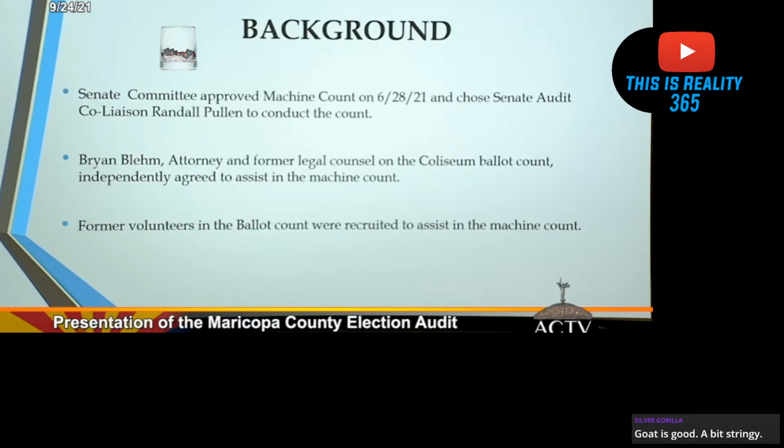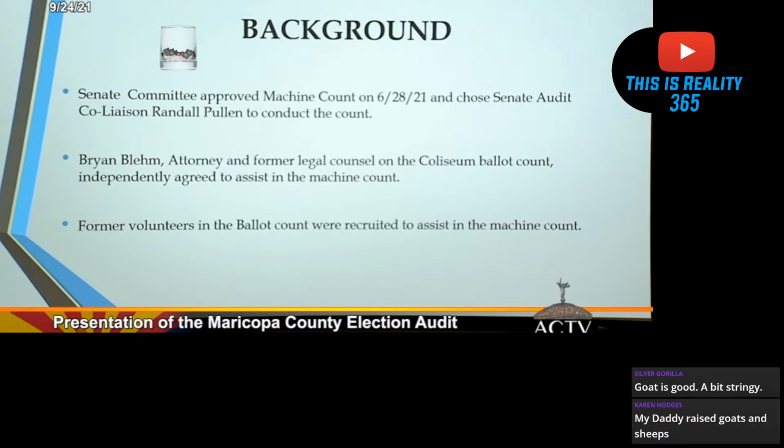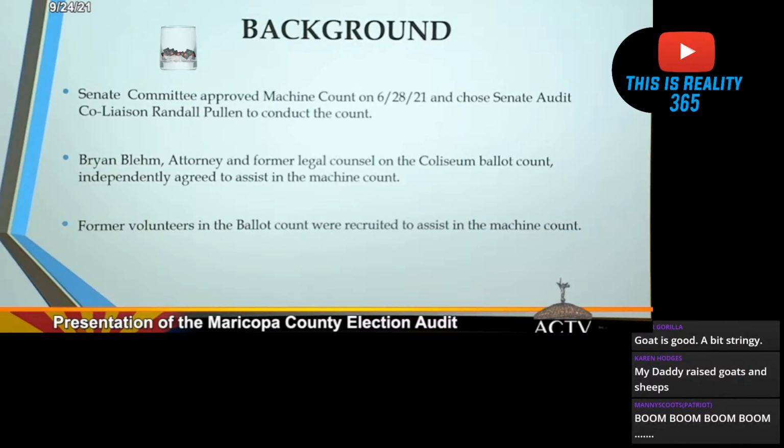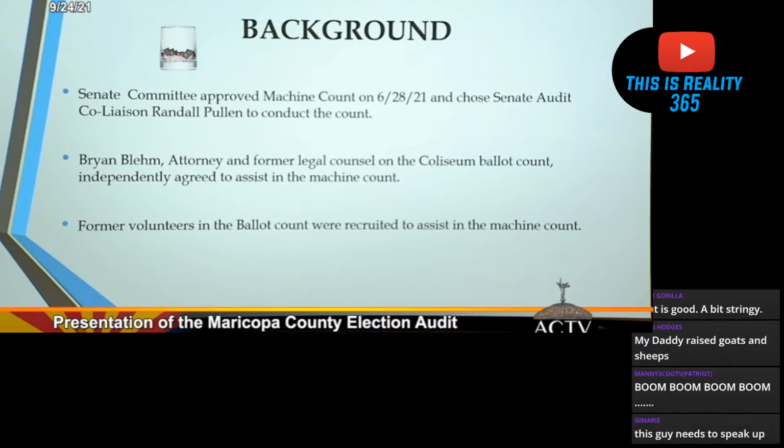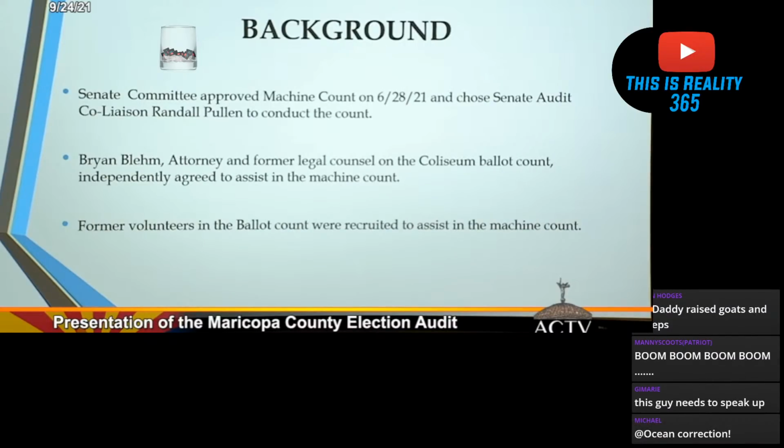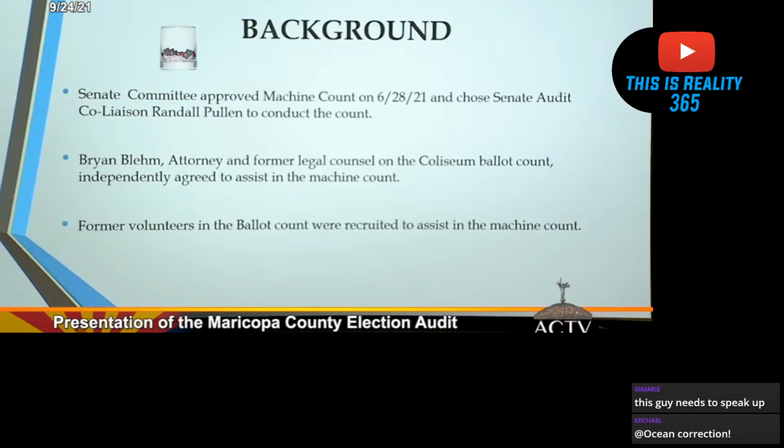Background-wise, the Senate decided they wanted to do an independent count of the ballots in order to confirm the count by the county as well as the count by Cyber Ninjas on the forensic audit. And so that was kicked off on June 28th. They selected me to run that machine count. Again, it goes back to my experience and knowledge.